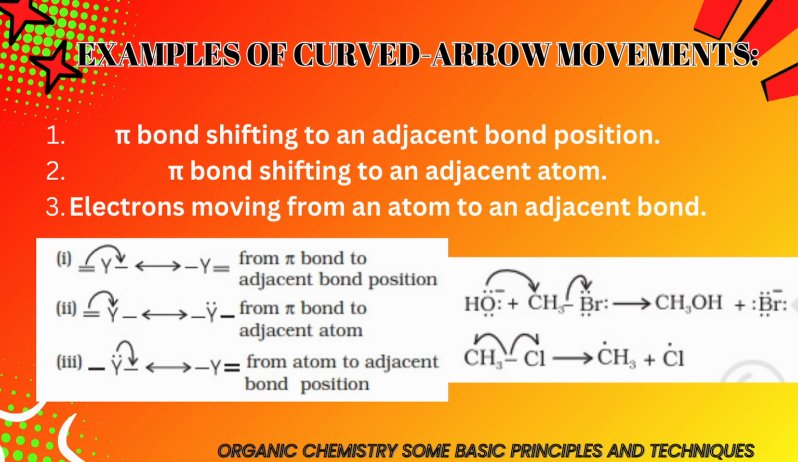Curved arrow is a key tool that we use to visualize electron movement. The starting point of the arrow indicates where the electron pair originates and the arrowhead shows where it moves. For instance, a curved arrow depicts electrons shifting from a pi bond to an adjacent bond or an atom, and even from an atom to a bond. For single electrons, a half-headed arrow called a fish hook is used to represent their movement. This helps us understand the reaction steps more clearly.